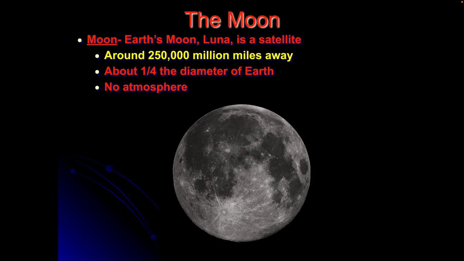Our moon is around 250 million miles away. It is not always the same distance away. There are times when it's closer and times when it's farther away. We had that supermoon a week ago. If you watch this video at a later time, it's not going to be a week ago, but a supermoon occurs when the moon is closer to planet Earth. So it actually looks a little bit bigger, a little bit more dramatic. Pretty cool. Our moon is about a quarter the diameter of Earth, so 25% of the diameter of Earth.